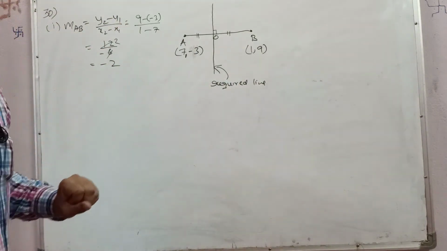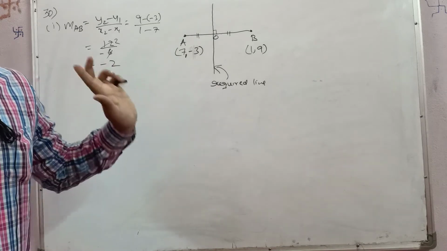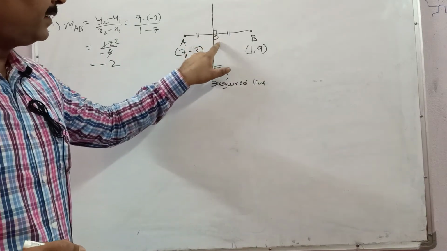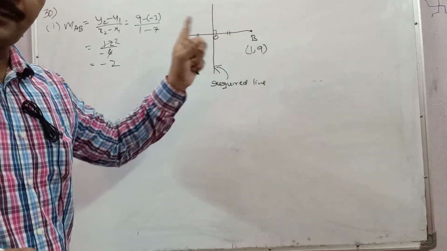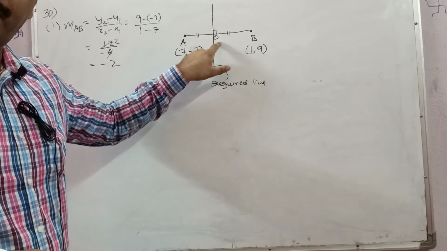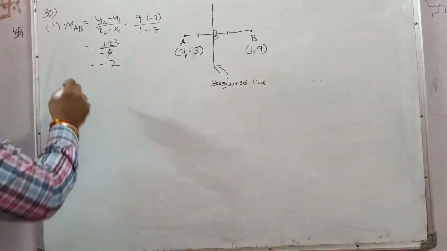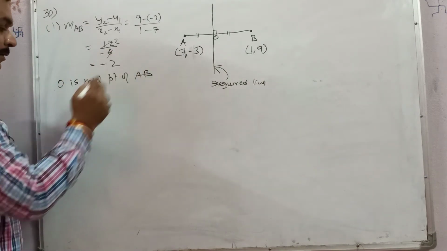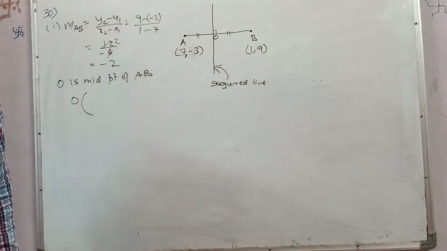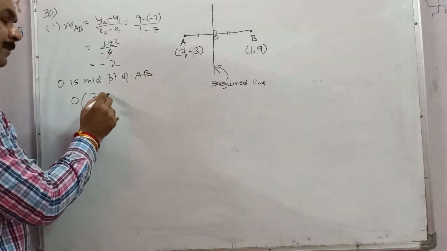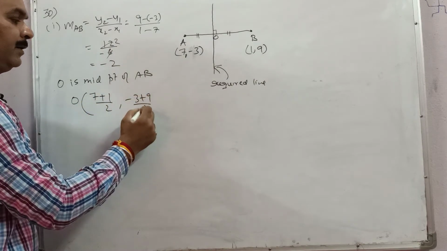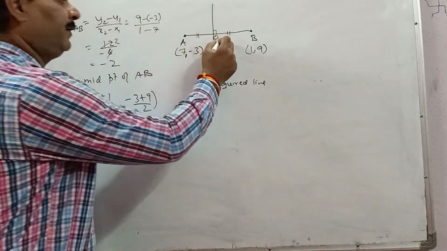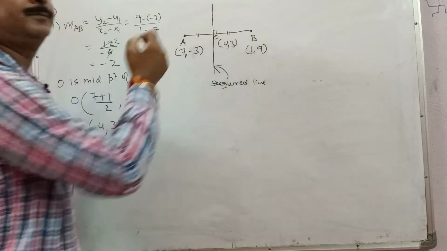Now for that, neither a point nor a slope is provided to us. So first we can easily find the point. It is given that it is a perpendicular bisector of the line segment AB, hence O, the midpoint of AB, lies on the required line. The coordinates of O are x1 plus x2 upon 2, y1 plus y2 upon 2. So 7 plus 1 upon 2, minus 3 plus 9 by 2, or 8 by 2 is 4 and 6 by 2 is 3. So we got one point, 4, 3.